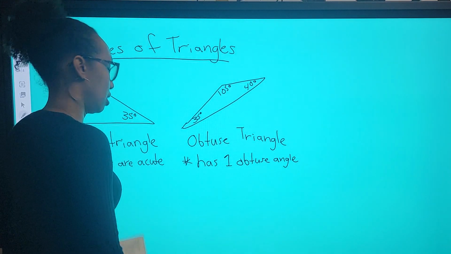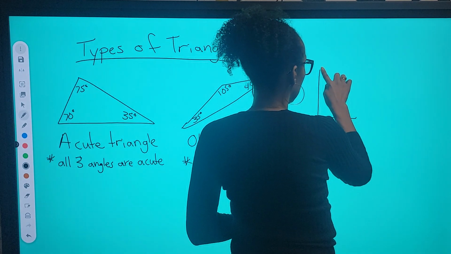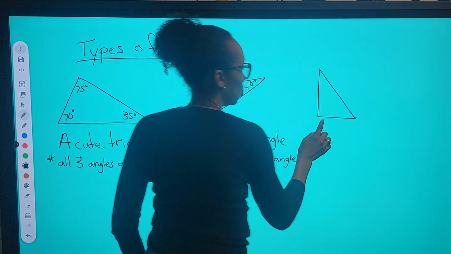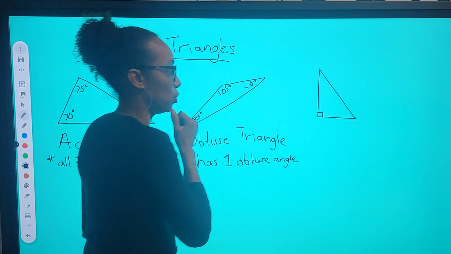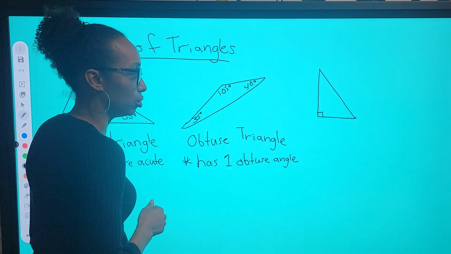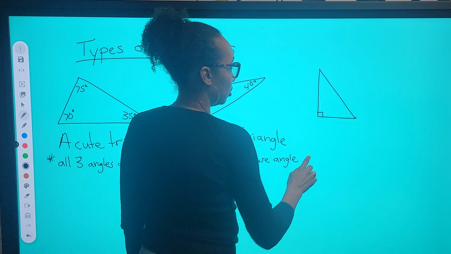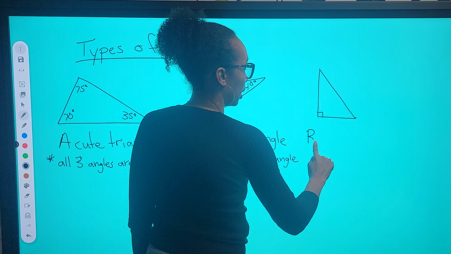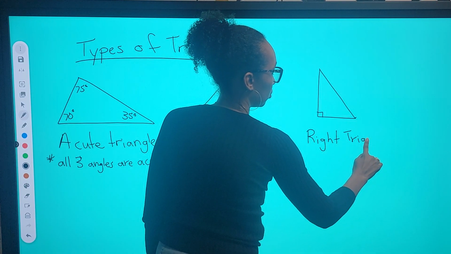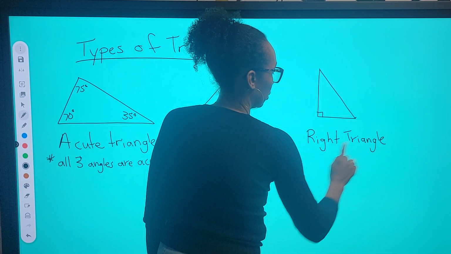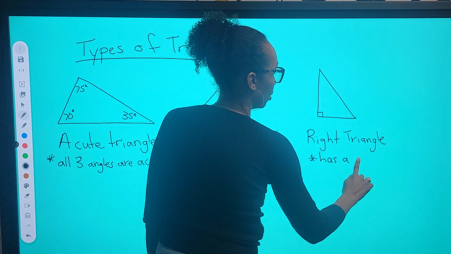All right, and another type of triangle looks like this. It's got one of those perfect corners on it, and we know that because it puts the square, and we know that perfect corner is a right angle. If we have a triangle that has a right angle, it's going to be a right triangle. And we know it's a right triangle because it has a right angle.